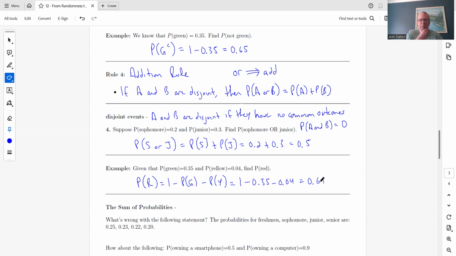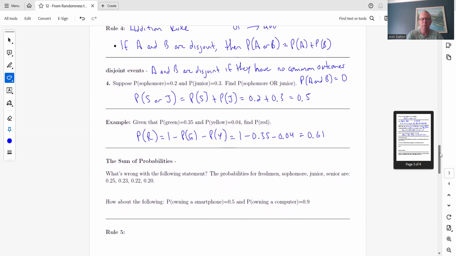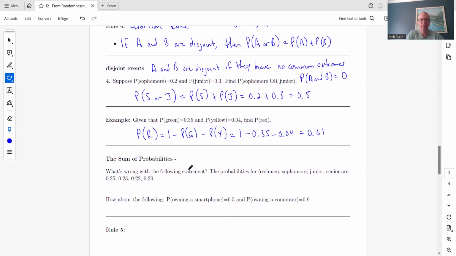All right, sum of probabilities. You probably know this, but if we talk about the sample space, you have all the possibilities, and if you add all those probabilities in the sample space up, they equal 1. So the sum of probabilities must be 1.